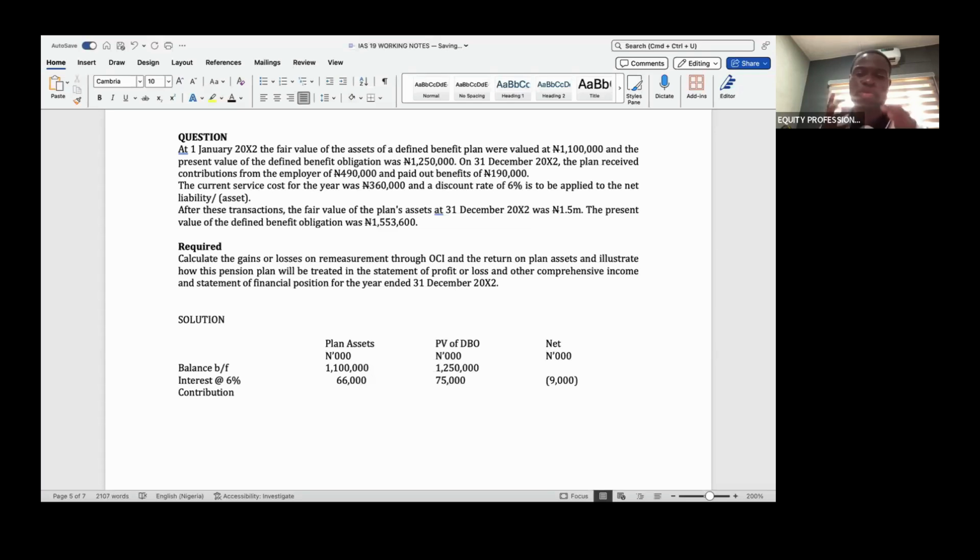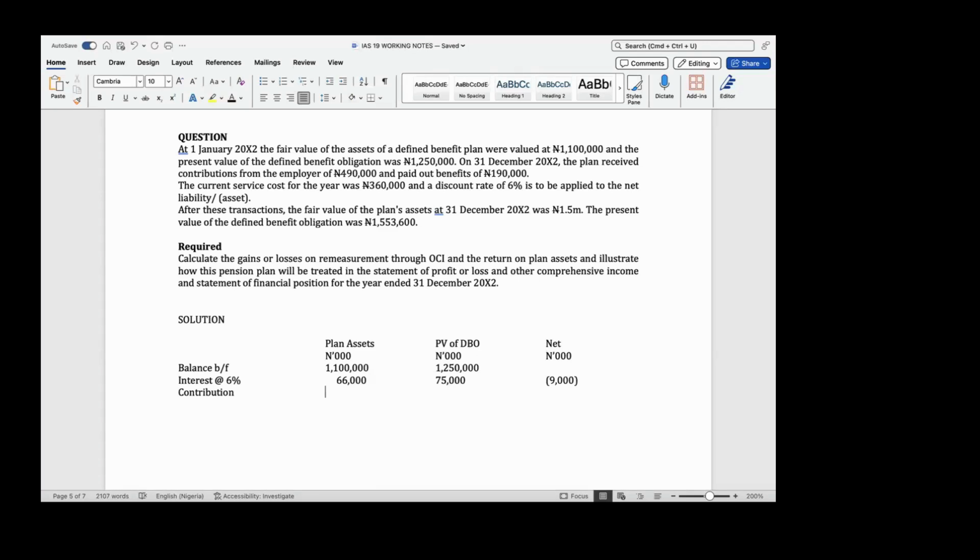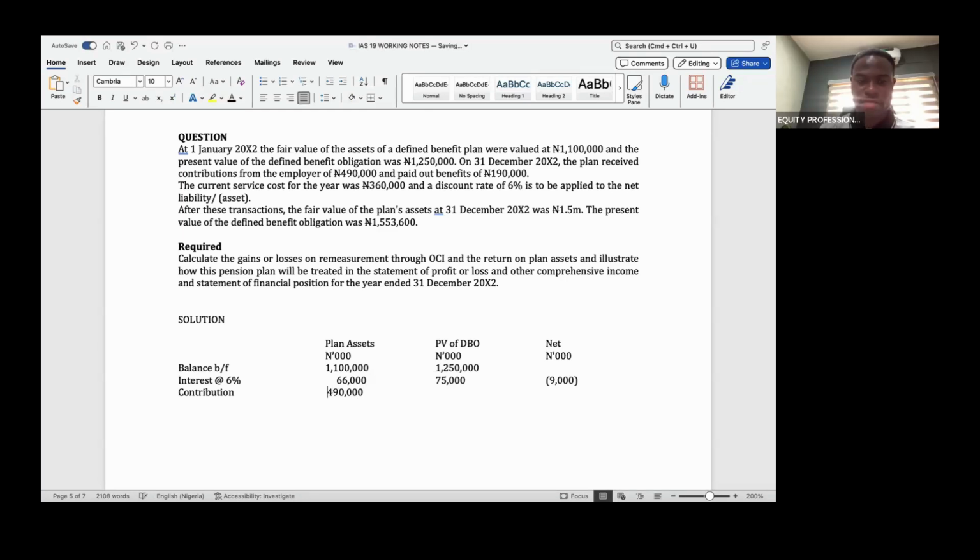Now, where do we put contributions? Will it increase our asset or decrease our obligation? Where did I tell you it goes to? Anybody? Thank you very much. It's going to increase our plan asset. In fact, that's what makes up our plan asset contribution. And they said we also paid out benefit paid. I told you that benefit paid will be taken out from the plan assets and will automatically also reduce our obligation as well. So it reduces both ends.